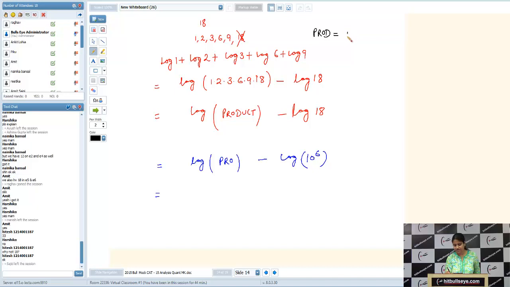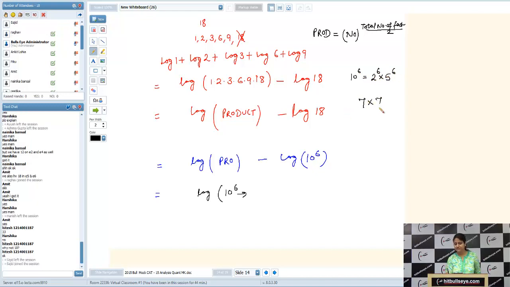The product of the factors will be the number raised to the power of the total number of factors, that power divided by 2. Now we have this number 10 raised to power 6. We need the product of all the factors, as 10 raised to power 6 can be written as 2 raised to power 6 into 5 raised to power 6. What will be the total number of factors? It will be 7 into 7. So it will become the number itself raised to power 7 into 7 divided by 2.